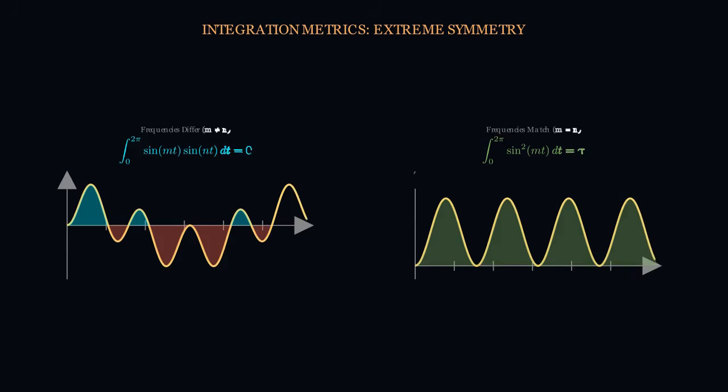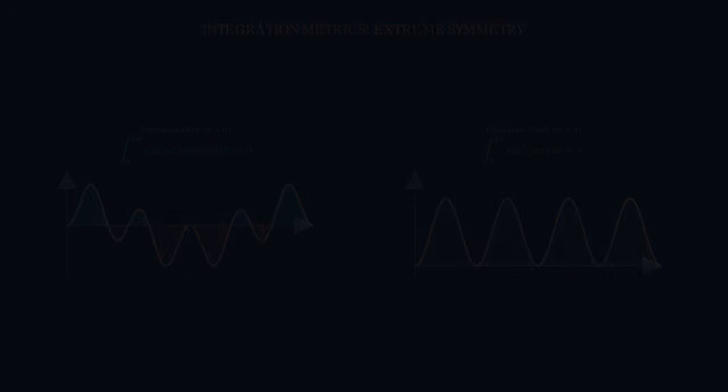However, if the frequencies are identical, where m equals n, the product becomes sine squared of mt. Because any real number squared is positive, this product wave is shifted entirely above the horizontal axis, yielding a net positive area of pi. This stark geometric binary, 0 when frequencies differ, positive when they match, is the mathematical engine we use to extract economic trends.